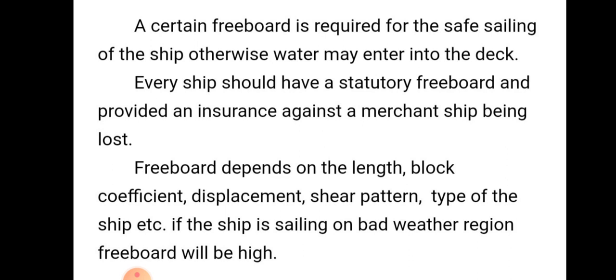Freeboard depends on length, block coefficient, displacement, shear pattern, type of ship, etc. If the ship is sailing in a bad weather region, freeboard will be high.